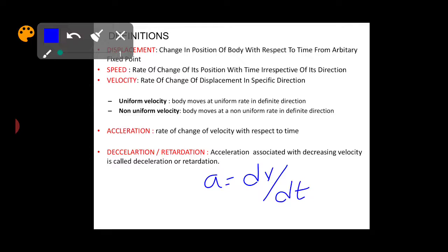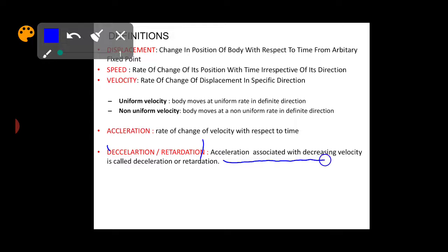Moving on to next, deceleration or retardation. Acceleration associated with decreasing velocity is termed as deceleration or retardation. So deceleration or retardation means it is a negative value of acceleration. Hope you have no doubts up till here.